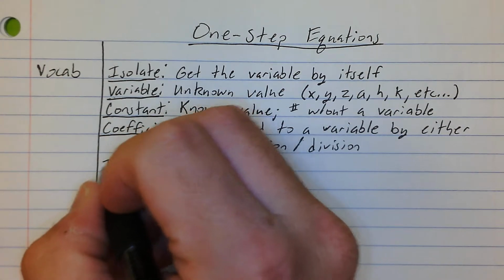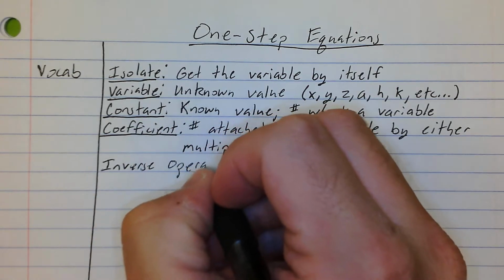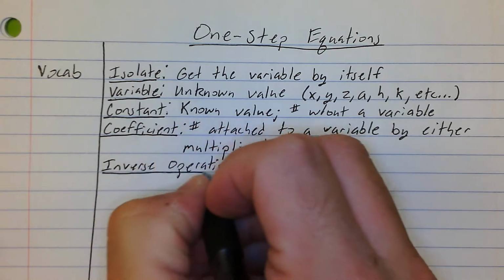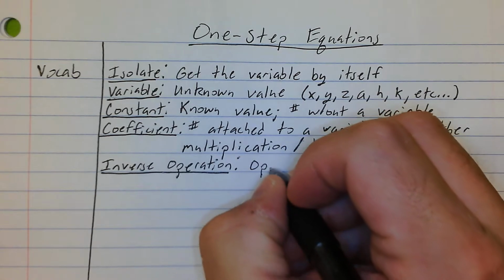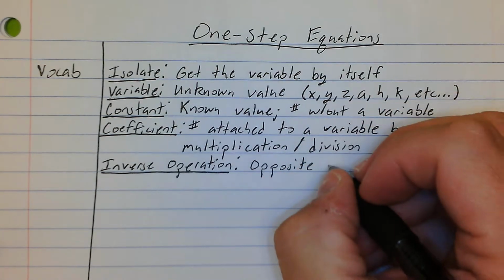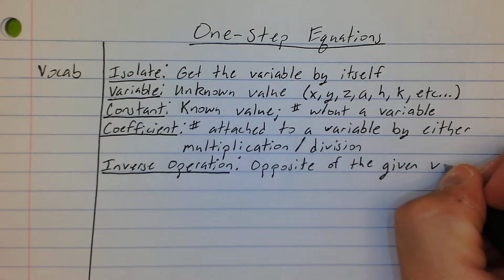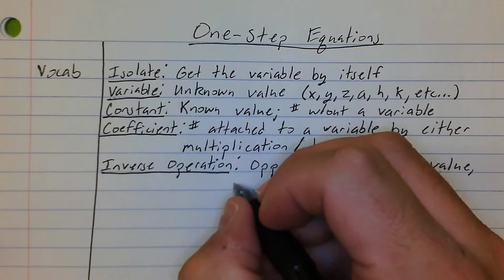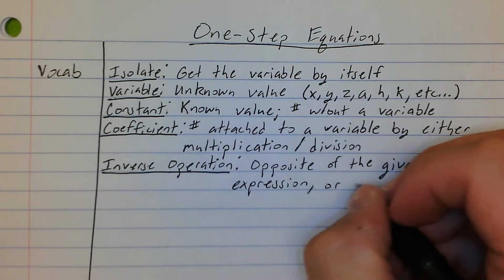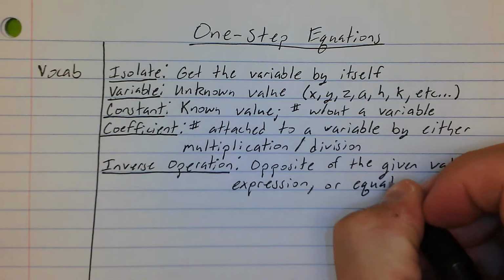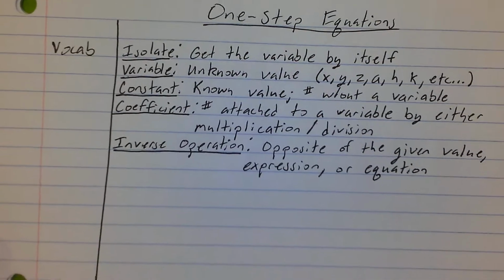And the last thing we're going to go over vocabulary-wise is inverse operation. So inverse operation, what that is, is the opposite of the given value, expression, or equation. Opposite of the given value, expression, or equation.